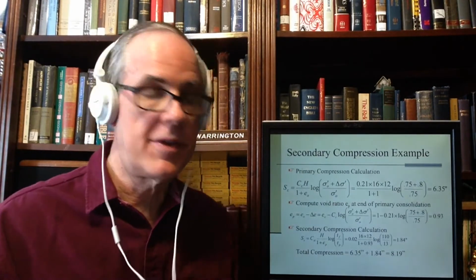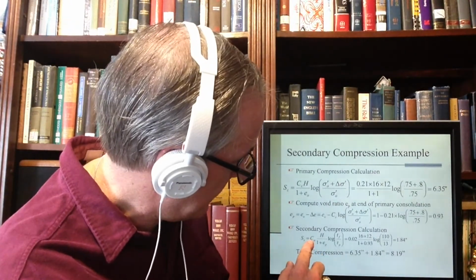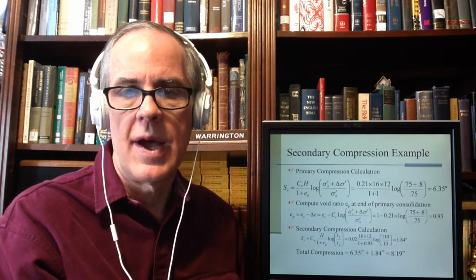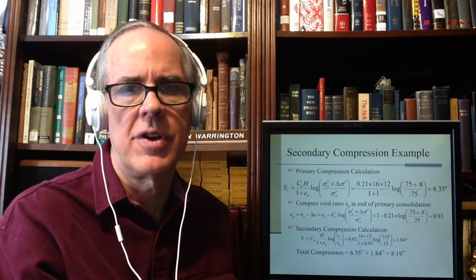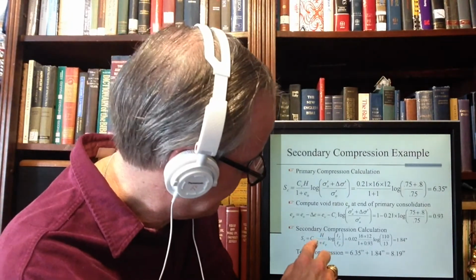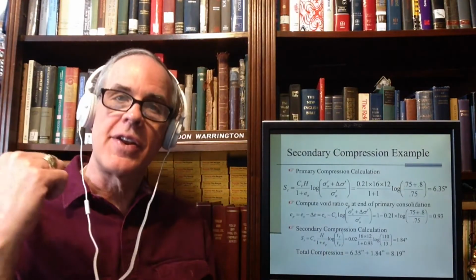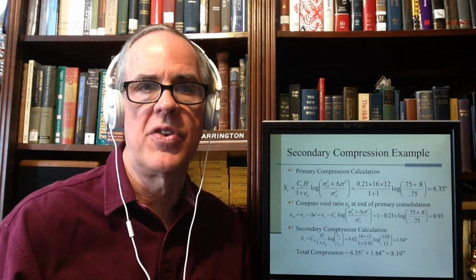Then I do a secondary compression calculation. I simply say that C sub alpha, which is given, H, which is given. I don't usually worry about the fact that I've decreased the height. Usually I don't. I could, technically I probably should, but I don't. 1 plus e sub p, which is the void ratio going into secondary consolidation. I simply assume that it goes full, I get the full thing.